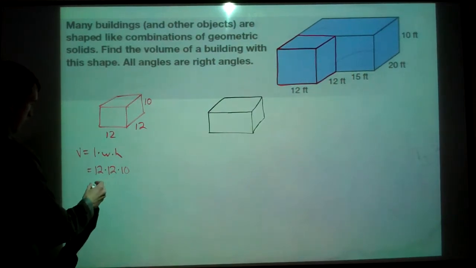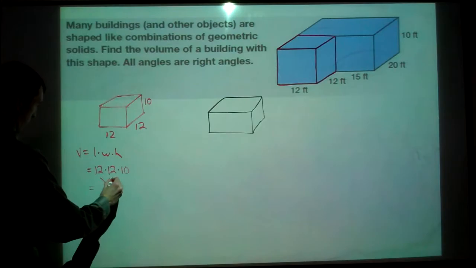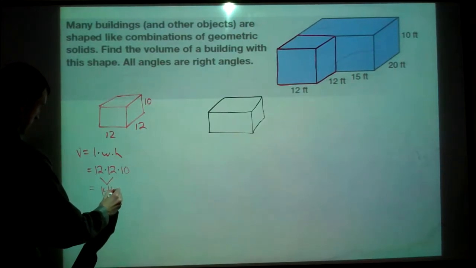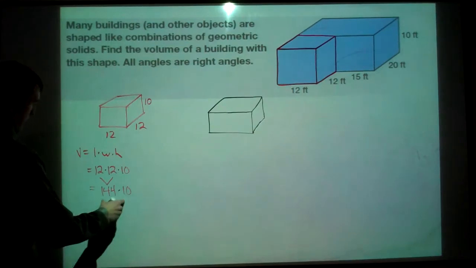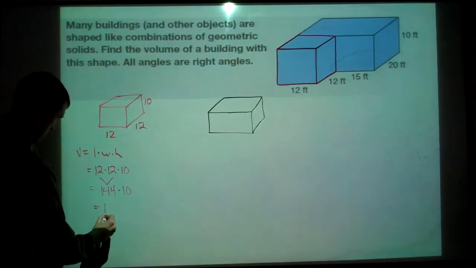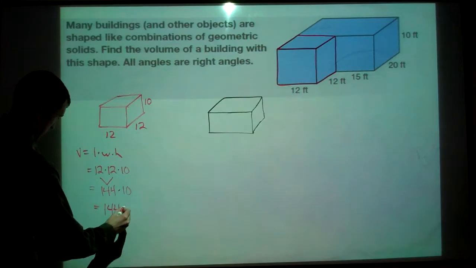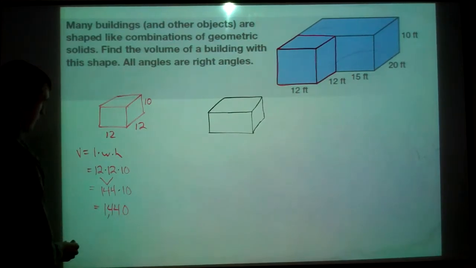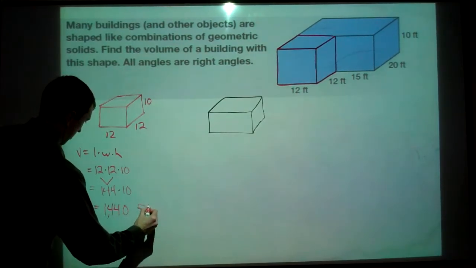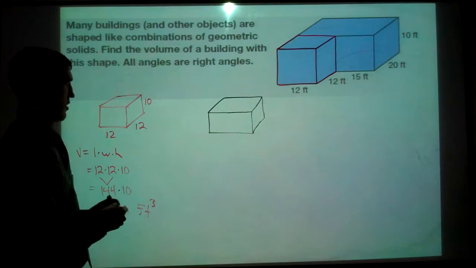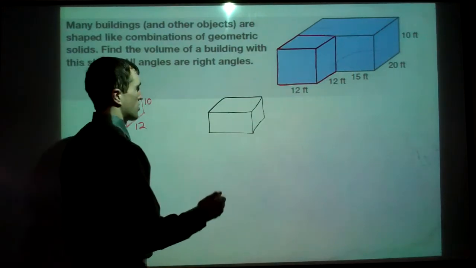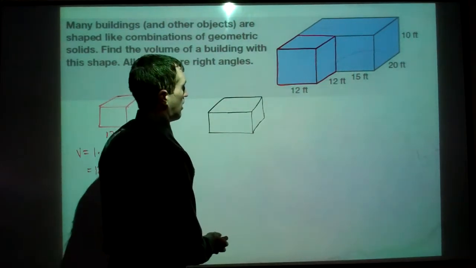12 times 12 is 144. And then we still have times 10. 144 times 10 equals 1,440, and we are in cubic feet. Alright, so we have this volume figured out. Now all we have to do is figure out the other volume. Let's figure out our dimensions here.